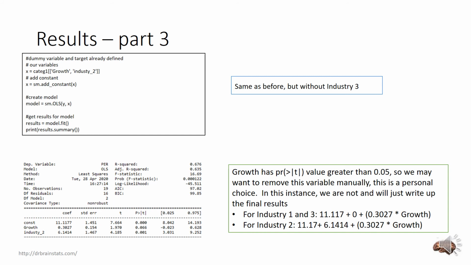So these are our final results. The code is the same as before, but we're not modeling Industry 3. Now this time, growth has a t-statistic greater than 0.05. So we may want to remove this as well. This is personal choice and it is only just slightly over 0.05. In this instance, we are not, and we'll just write up results as shown.